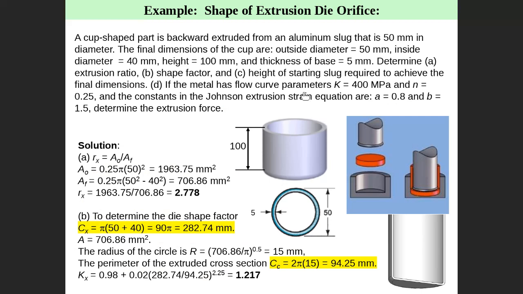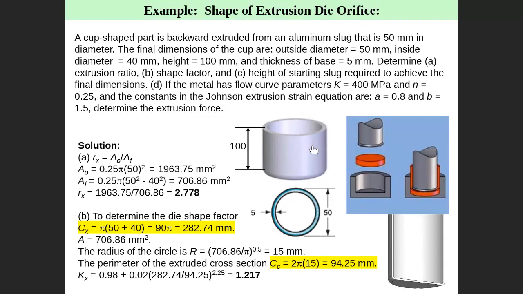This is a nice example. Let's read together, understand, and try to solve together. A cup-shaped part is produced. Do you remember? This is a cold extrusion that we described earlier. This is a piston and this is a workpiece. You apply pressure, and the material will flow to create what we call the cup shape. Cup means a cup. The cup-shaped part is backward extrusion.